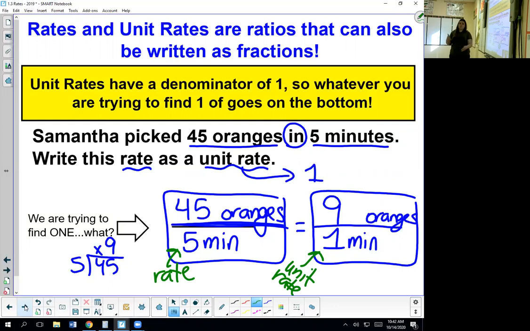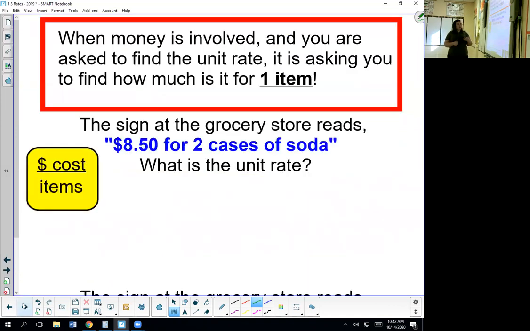Unit rates have to have denominator 1, talking about one item, where a rate doesn't matter, just comparing two different things. Okay? All right, so let's look at where it's involving money. So remember, money involved, and I'm asking you to find the cost of one item, or how much one item costs. You gotta keep in mind that we're trying to find what it costs for each item, every item. And remember, money goes on top, or your numerator of the fraction.